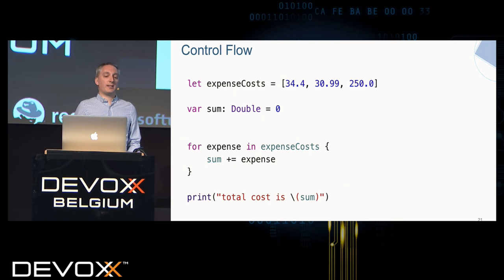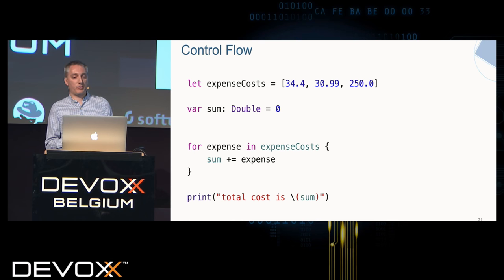But on the second line where it says sum double equals zero, I've told the compiler what the type is, because if I hadn't, it would assume it was an integer because I'd said zero, not 0.0. And then for each of those, we can iterate over them with a for in loop, add them up and print the result out.